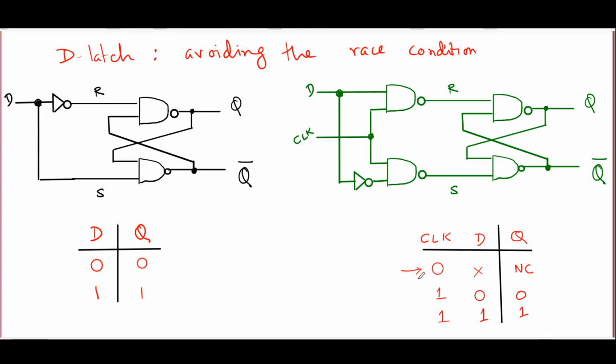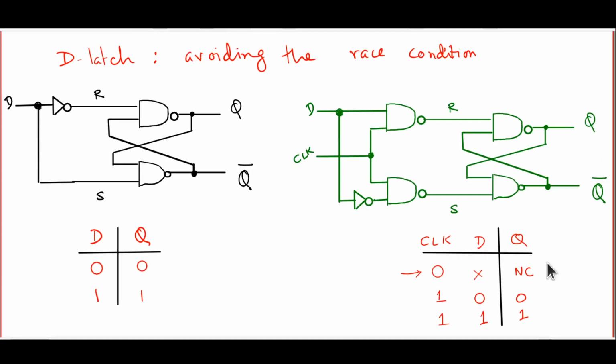So we have written down this table again, but this table here is slightly abbreviated. Instead of saying clock 0 D 0, clock 0 D 1, what we have done is written clock 0 and put an X here for D. X stands for don't care. So we don't really care what D is when clock is low. The output Q will simply not change. When the clock is high, D actually gets reflected in Q. So that is how the clocked D latch works.